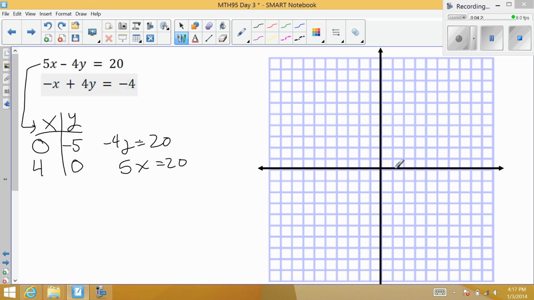So when x is 0, y is negative 5. And when x is 4, y is 0. There's our y-intercept, and we've got our first line.